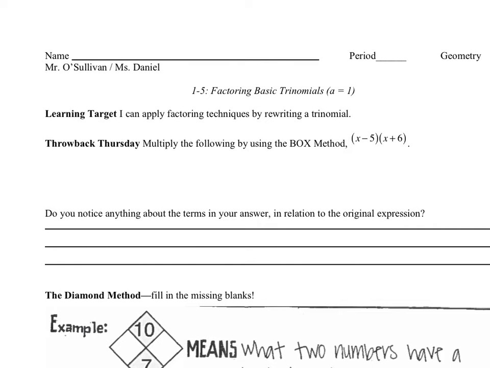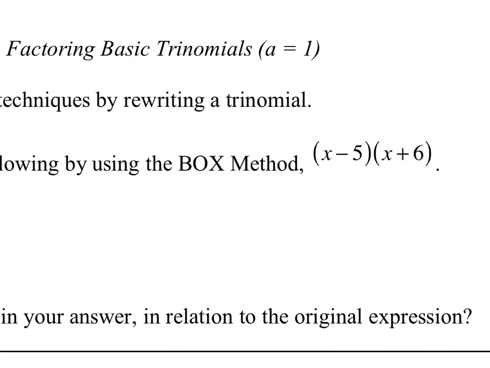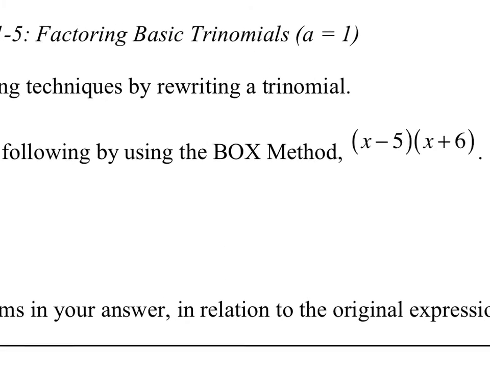O'Sullivan. Today we're going to be learning about how to factor basic trinomials where our leading coefficient is a 1. So today's learning target is that I can apply factoring techniques by rewriting a trinomial. So what I'm going to ask you to do right now is to go way back when into Algebra 1 land and multiply the following expression using the box method. So please multiply x minus 5 times x plus 6 using the box method.